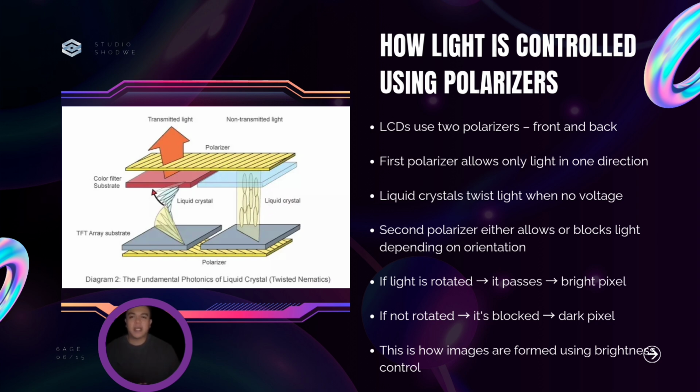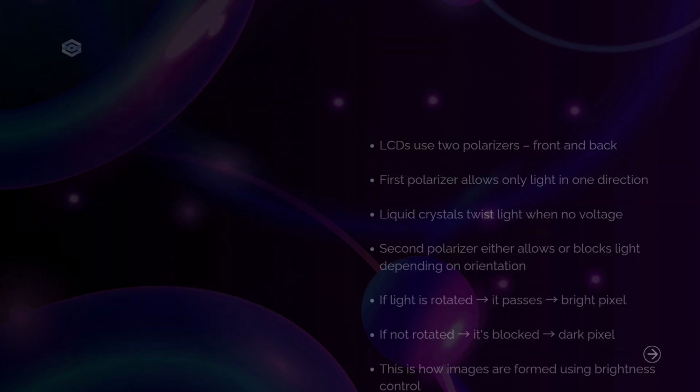When voltage is applied, the liquid crystals do not twist the light because the light direction does not match the second polarizer, and it is blocked. So this makes the pixel appear dark. The image on the screen is formed by controlling which pixels appear bright or dark based on how the liquid crystals interact with the light.